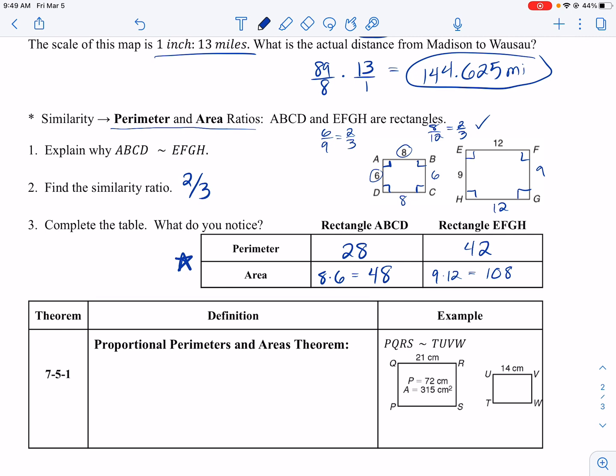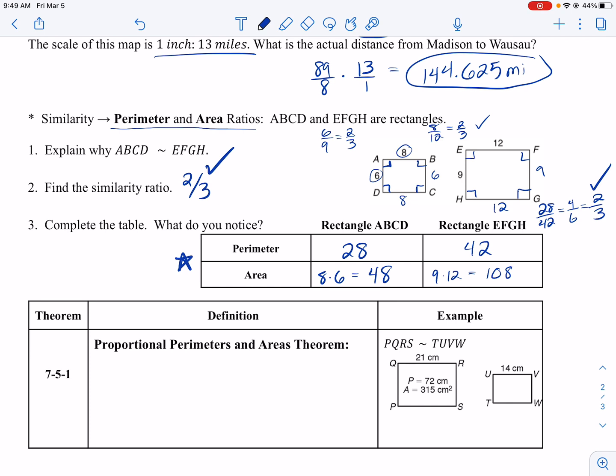Okay, let's look at the ratio of the perimeters and the area. So for perimeter, it's 28 to 42. Let's simplify this down and see if we notice something. 7 divides into both of these. 7 divides into 28 4 times. It divides into 42 6 times. Oh, if we keep going, simplifying all the way down, the ratio of the perimeters, it's exactly the same as the ratio of the corresponding sides. Great.